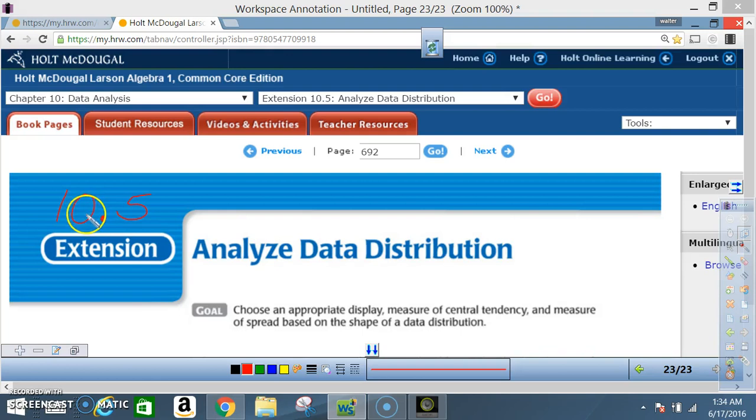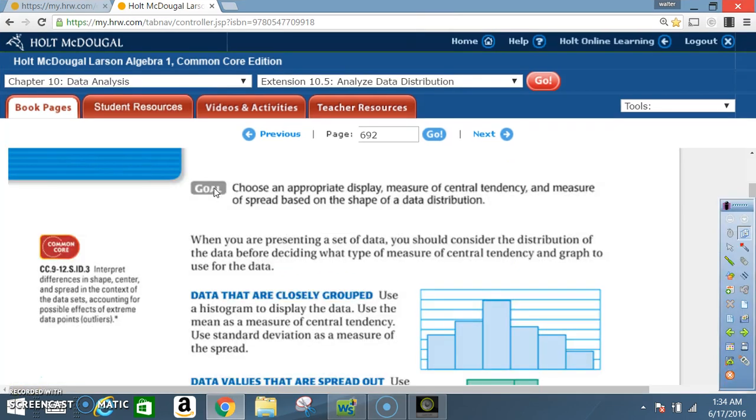Okay, class, today we're in section 10.5 extension. 10.5 extension. Analyze data distribution. Your goal: choose an appropriate display, measure of central tendency, and measure of spread based on the shape of data distribution.